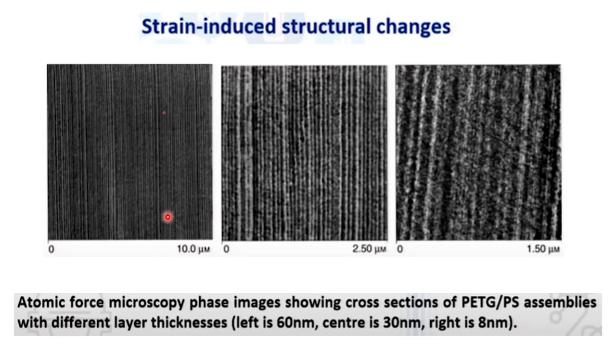So at 10 micrometer, this is an atomic force microscope phase image showing the cross section of PETG and polystyrene assemblies with different layer thicknesses. This is 60 nanometer, the center is 30 nanometer, the right is 80 nanometer. So 60, 30 and 80 nanometer. And you see, whenever there is a strain, how the polymer chain is orienting.